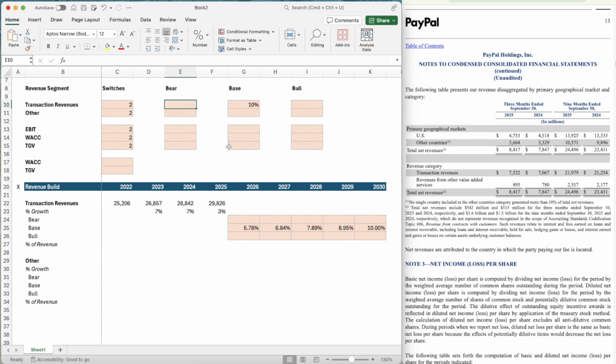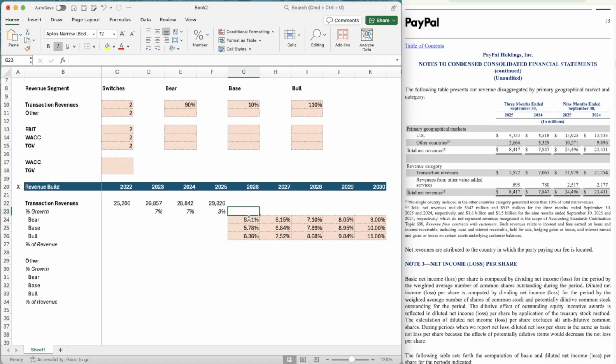So if we say a bear case will go 90% of this 10%, so it would be 9% growth. And for this one, we'll say 110%. That's the optimistic side. So to work out the growth rate, the bear case, we take the base multiplied by the bear case scenario, lock that in, just pull it across. Then we do the same for the bull. We take the base multiplied by here. We lock that in, pull it across.